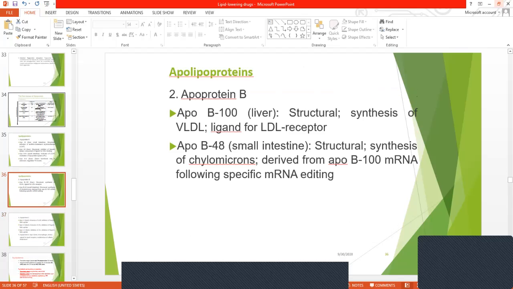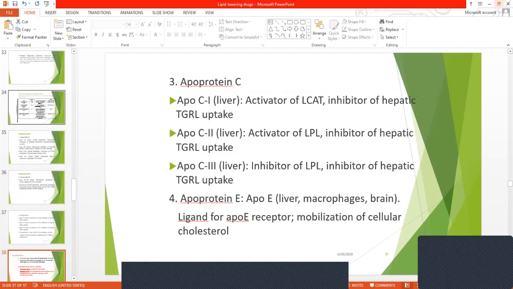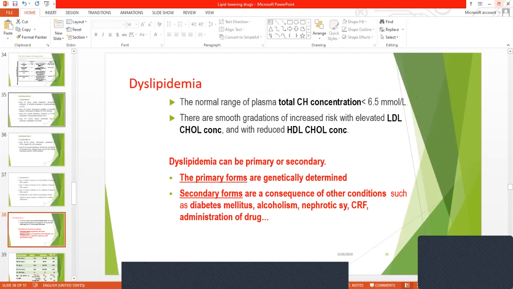We also discussed apolipoproteins and then dyslipidemia, which is of two main types, the primary and the secondary. The primary is genetically determined and secondary is as a consequence of some health condition. This health condition could be, see, there are two types of hyperlipoproteinemia. One is hypertriglyceridemia and second is hypercholesterolemia.